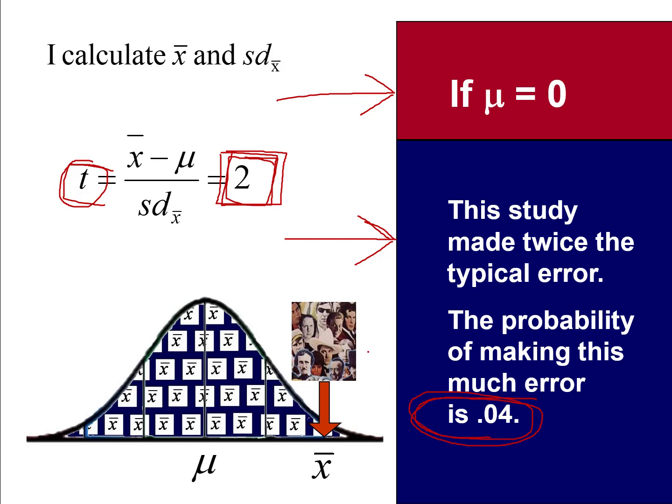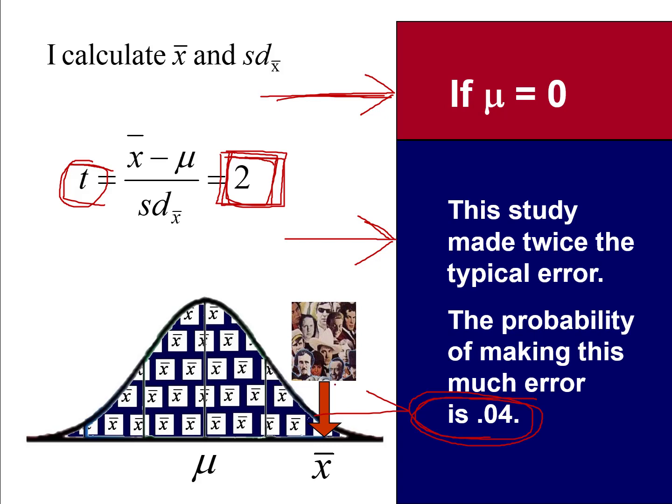So if I do that, I could say, if the null hypothesis is true, I looked at the probability of this t-value of 2, and that probability was 0.04. That means the probability of making this much error is less than 0.04. It would only happen 4% of the time or less would I do a study and make this much error. So that means that if the null hypothesis is true, this is a highly improbable result.